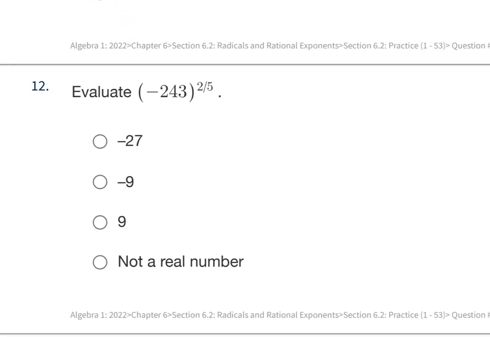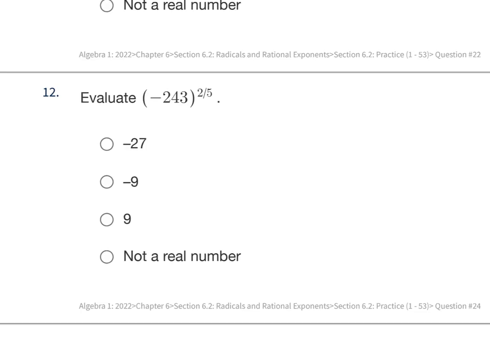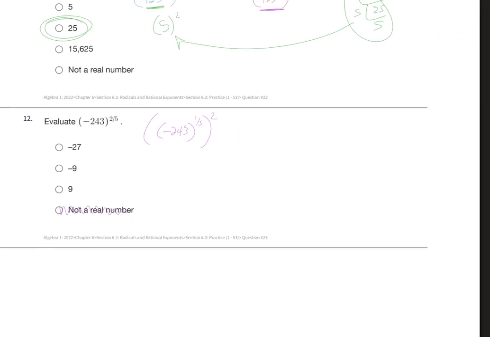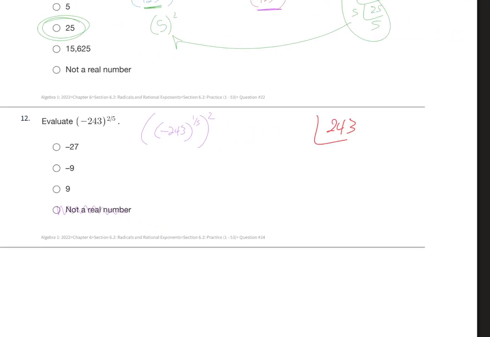Evaluate -243 to the 2/5 power. Okay, you know what? It's going to be real, I believe, but let's just go ahead and work this out. -243 to the 1/5 power squared. Okay, 243 can be divided by 3. That is 81. Divide that by 3 to get 27. Divide that by 3 to get 9. Divide that by 3 to get 3.